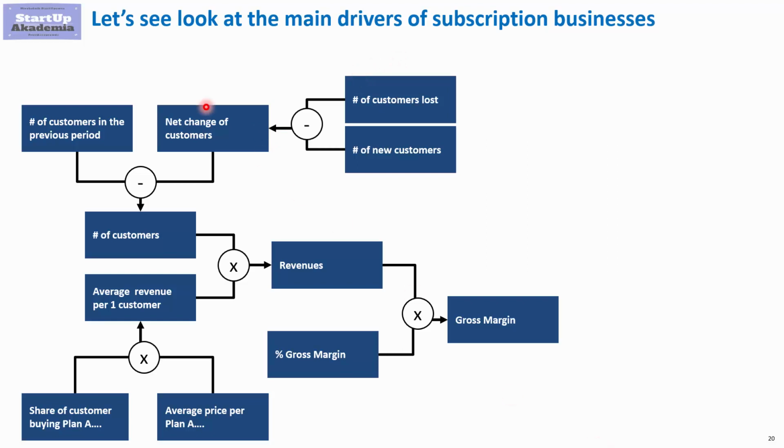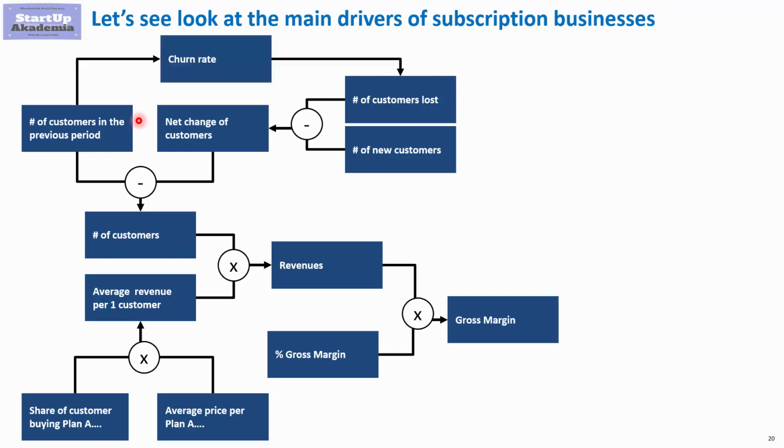Now, we can link the number of customers in the previous period with the customers lost. And for that, we use the so-called churn rate. This is the loss of customers relative to how many customers we had in the previous period. In other words, this is the loss in customers expressed as a percentage.